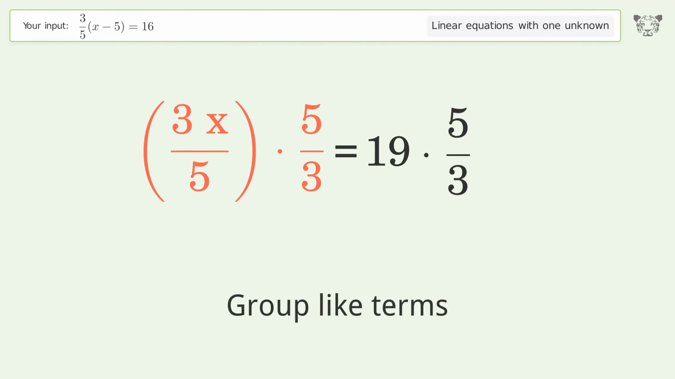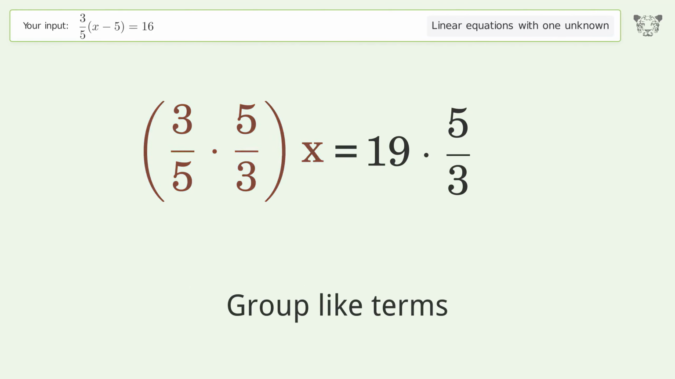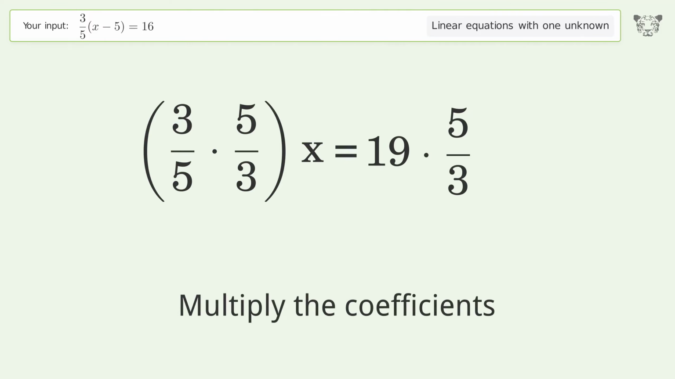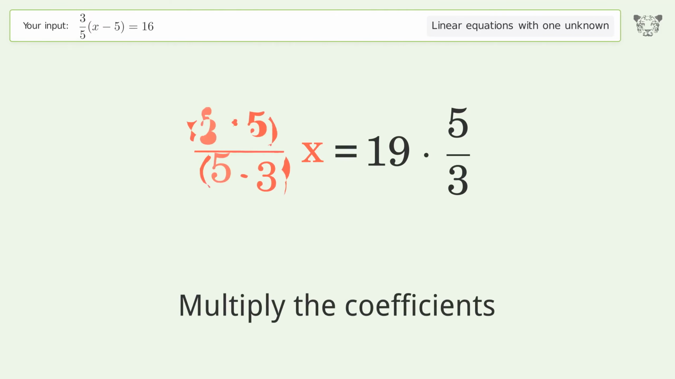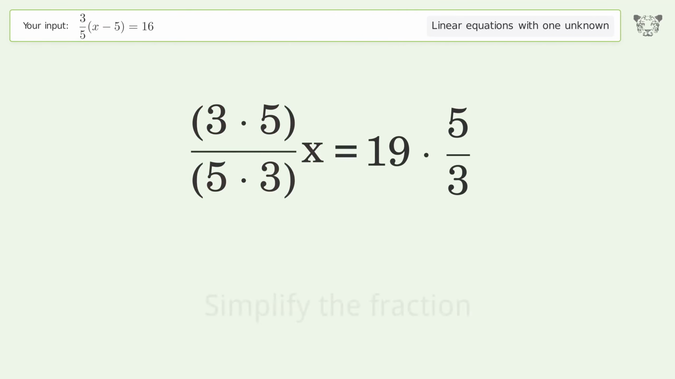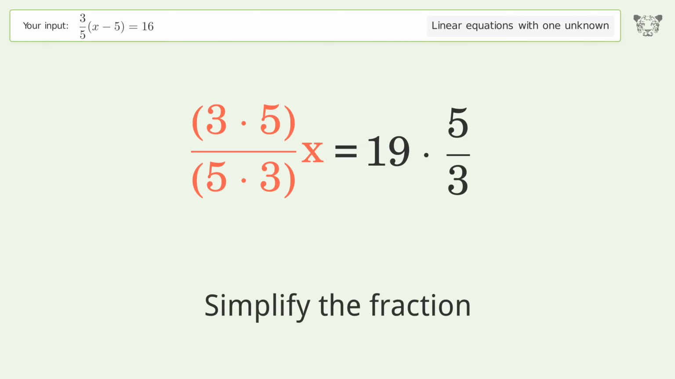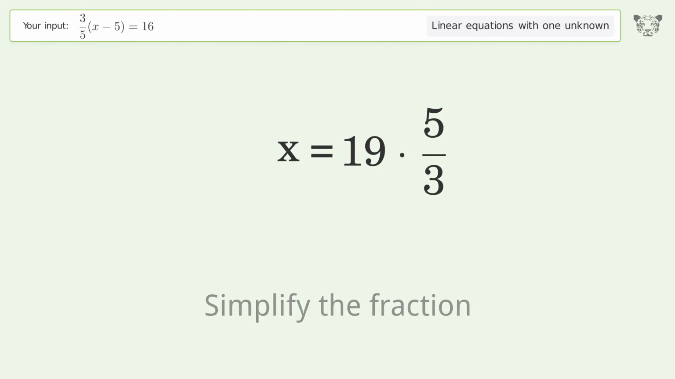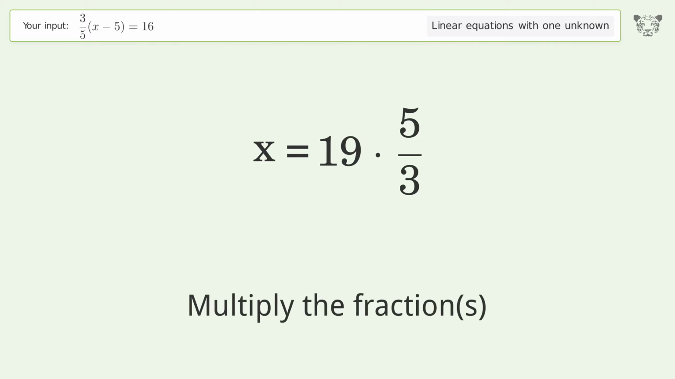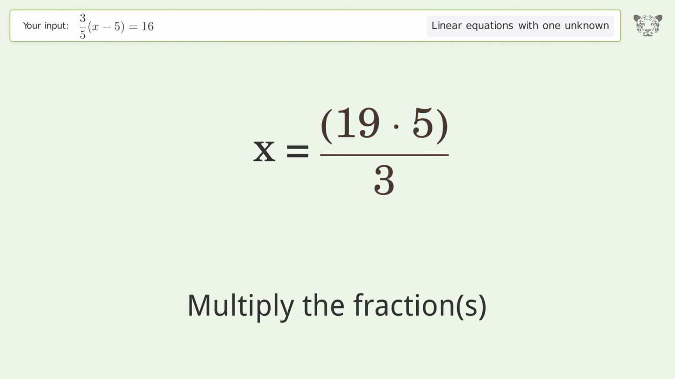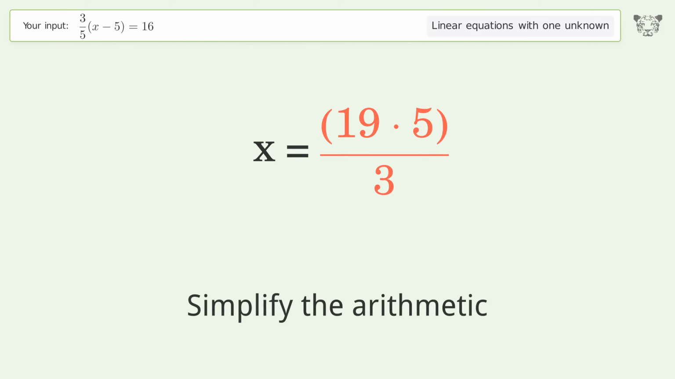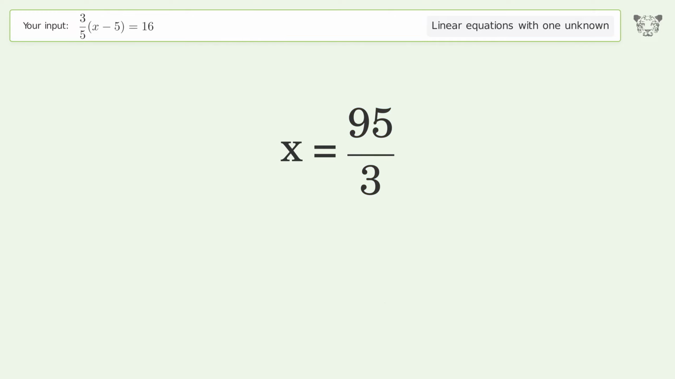Group like terms. Multiply the coefficients. Simplify the fraction. Multiply the fractions. Simplify the arithmetic. And so the final result is x equals 95/3.